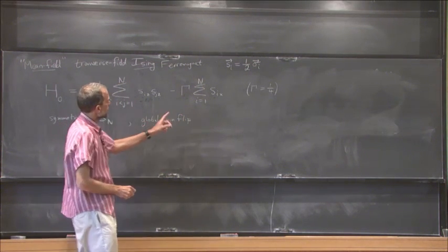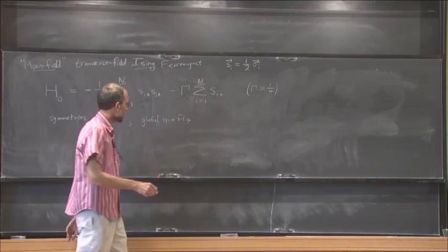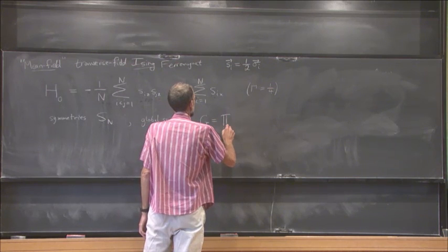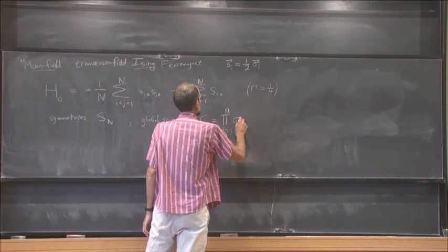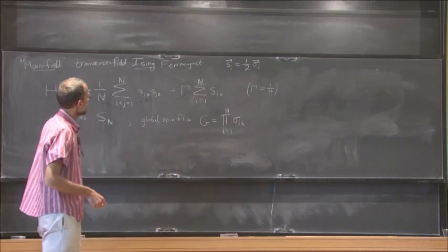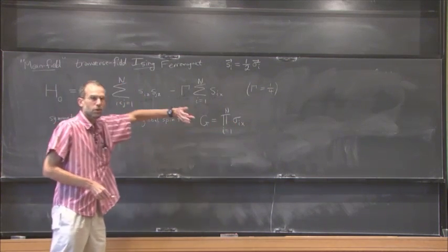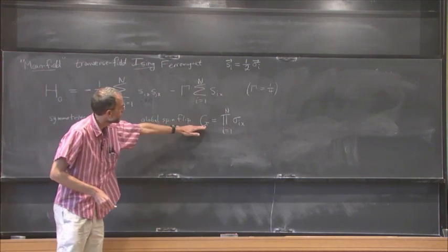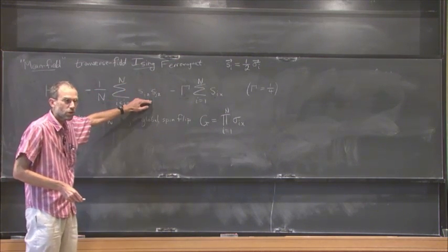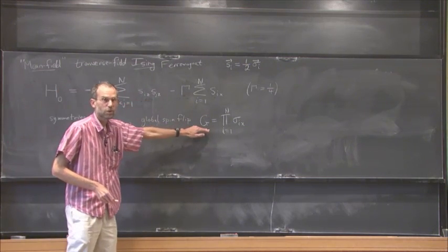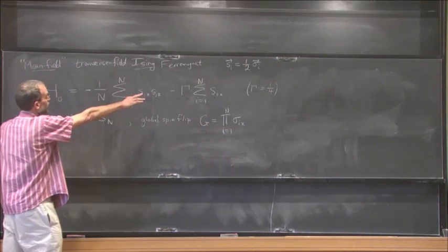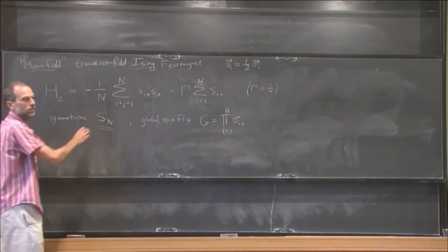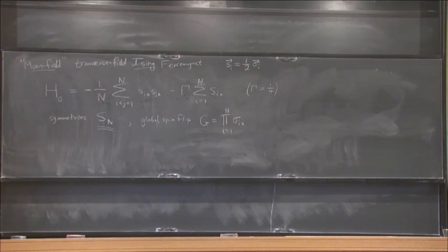In particular, a pi rotation of every spin about the x-axis. So that operator, I'll just call it G, is the product over i equals 1 to n of sigma i x. This operator, which flips all the spins by rotating them by pi about the x-axis, commutes with this Hamiltonian. This is the symmetry that's spontaneously broken when it orders into a ferromagnet. This model in particular, because everybody interacts equally with everybody else, also has all the symmetries of the full permutation group of n objects.